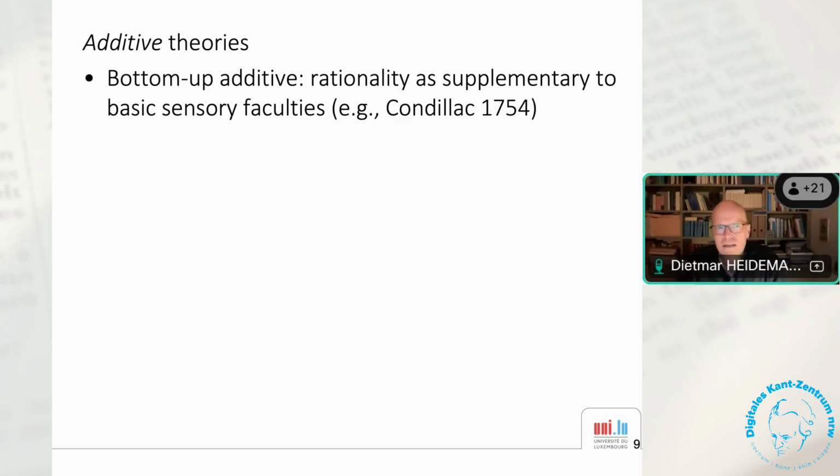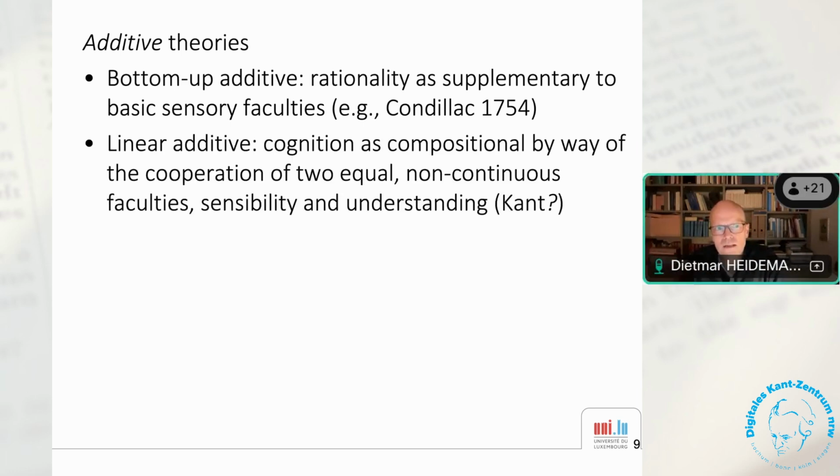The second option in additive theories is what I've termed the linear additive, which is, I think, the Kantian model. So cognition is compositional by way of the cooperation of two equal, and that's important, equal non-continuous faculties, namely sensibility and understanding. I think this is what Kant does, and this is what McDowell, for example, identifies as a rather unfortunate understanding of Kant.